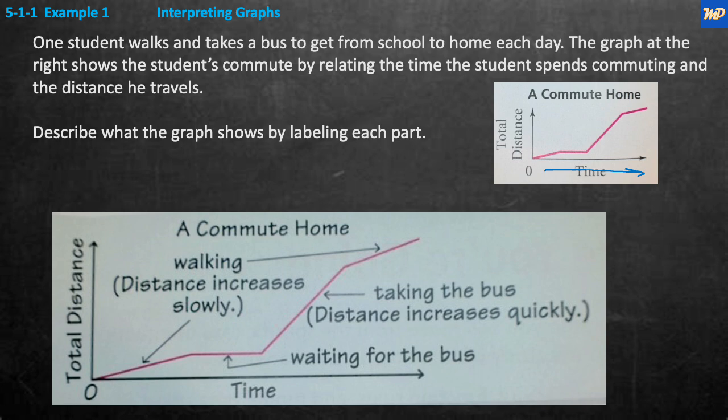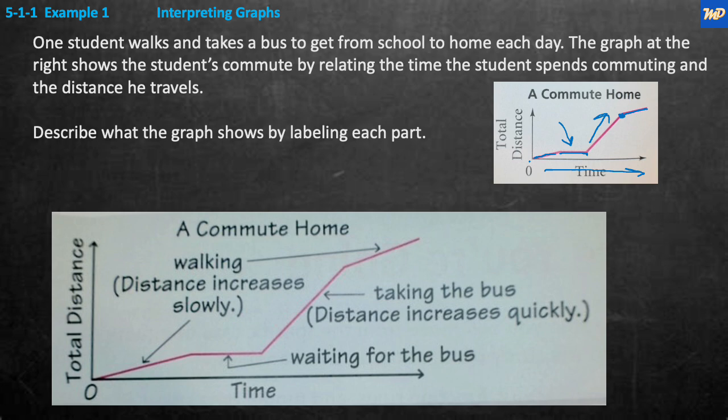So it looks like the student is going to leave school at quitting time, and he's going to walk, and you see the distance going home is gradually getting higher. Then it looks like the student's going to pause right here at the flat line, waiting for the bus. Then the student will get on the bus, and the bus will go at a much faster rate home. It'll get to the point where the student will get off of the bus and then walk till he or she gets home. That's how we're going to look at that graph.